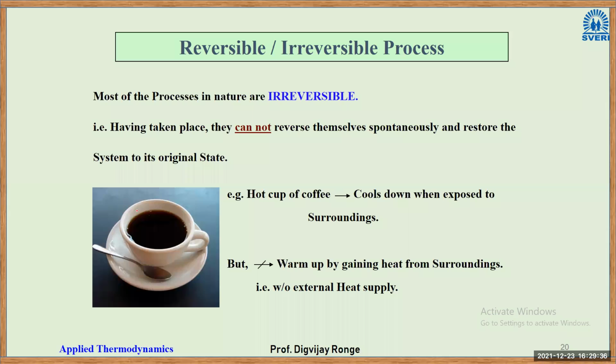What does it mean? In the first case, what will happen? There will be heat transfer from the hot cup of tea to the surroundings. Some heat, let us say capital Q, is lost by the tea. Now, can you take that heat from the surroundings and supply it back to the tea? Is it possible? So that is the question. That will decide whether this is reversible or irreversible.